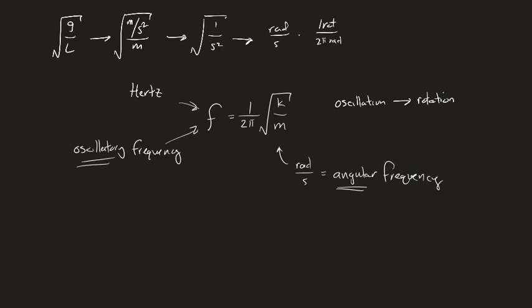But we have something else that's in radians per second already. When we did rotational motion, angular speed was radians per second. So angular frequency is often given the symbol omega.